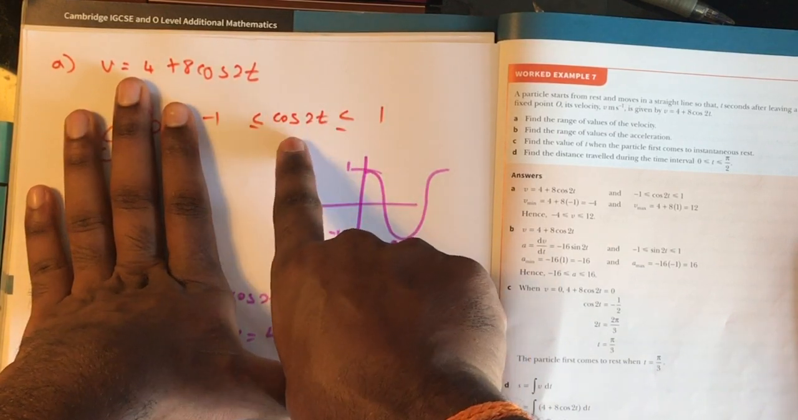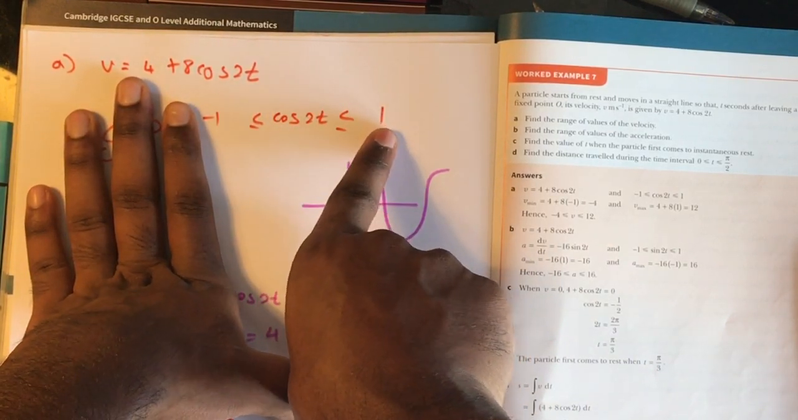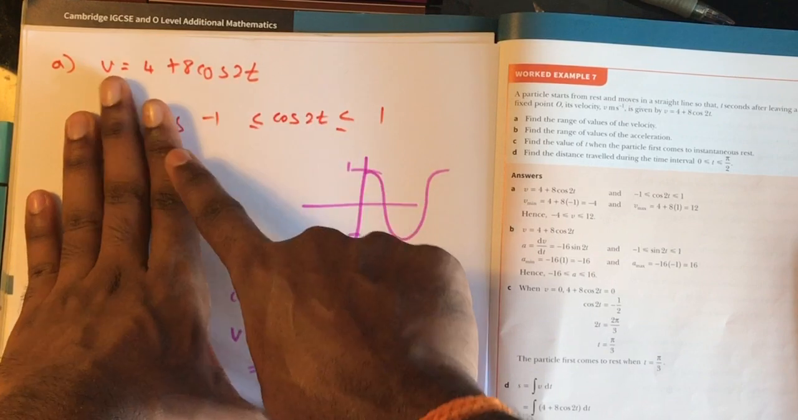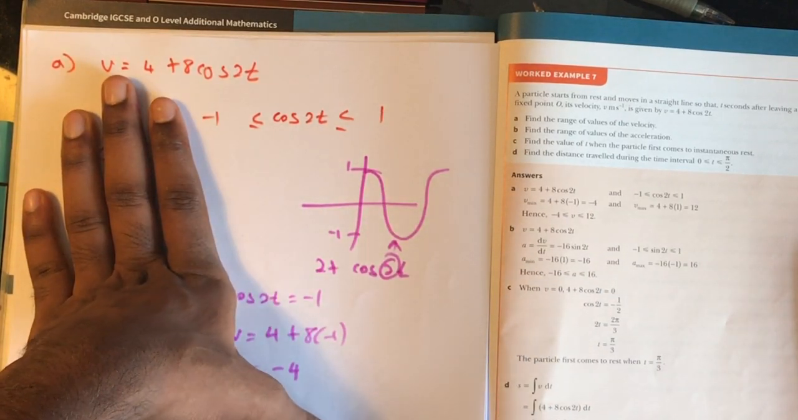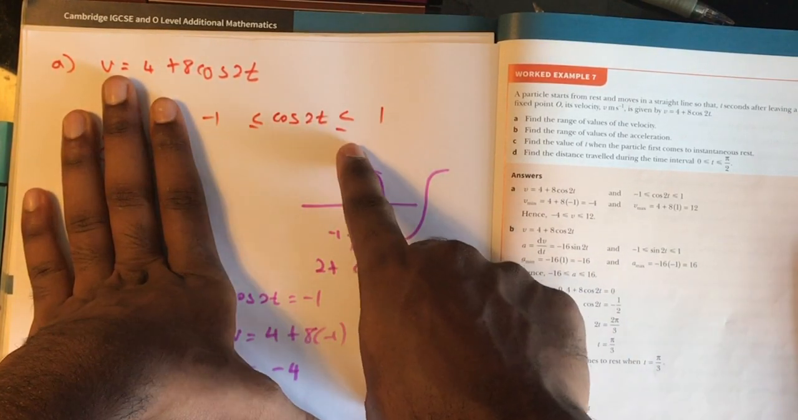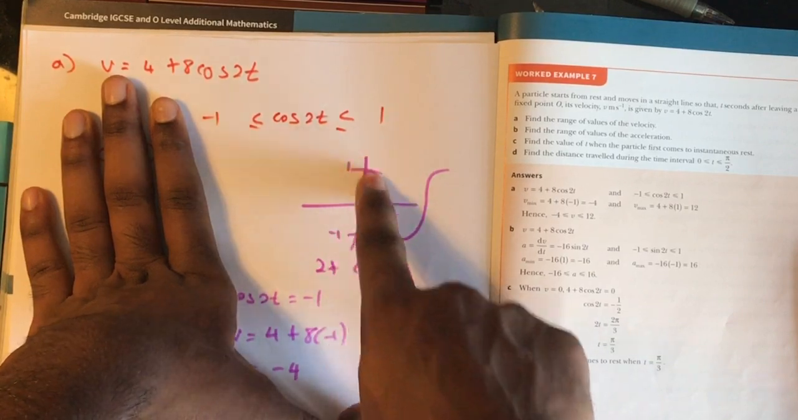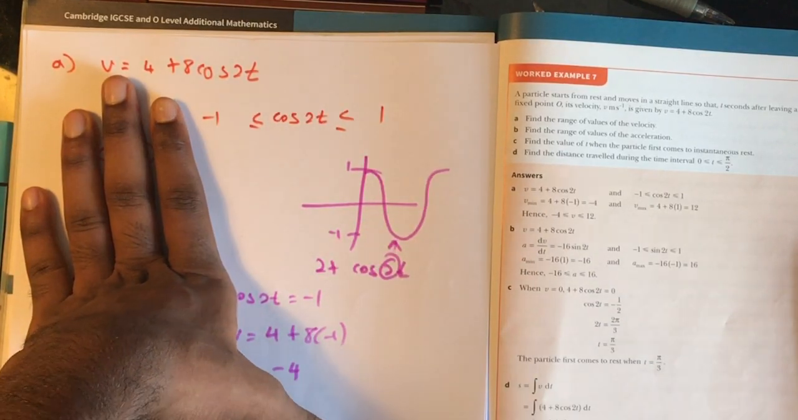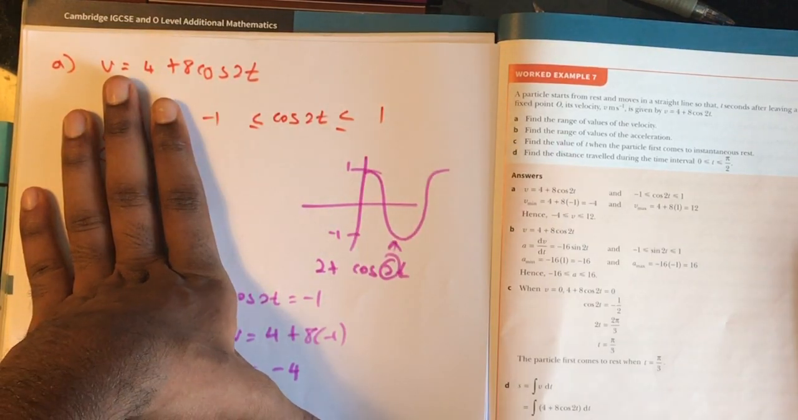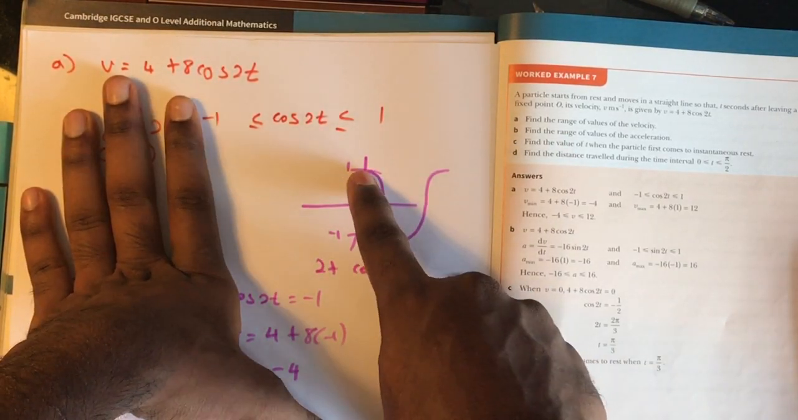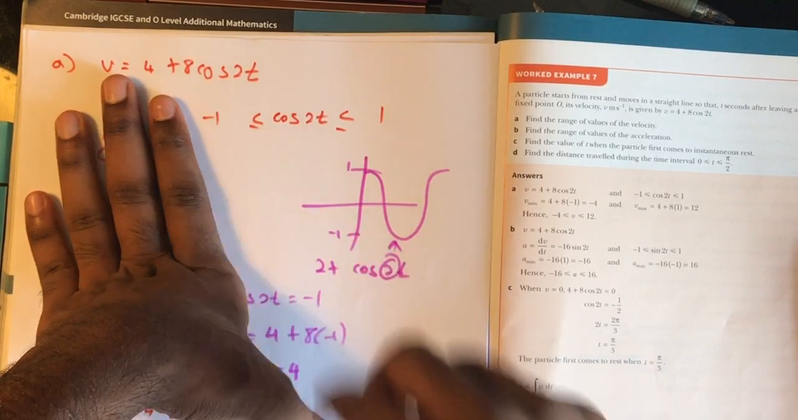I'll declare that cos 2t has an upper limit of 1 and a lower limit of negative 1. In case you're wondering why, we have learned this in trigonometry. This is the graph shape for cosine. What do we call this point? We call that the amplitude. So we have learned the amplitude is 1 and negative 1 by default.